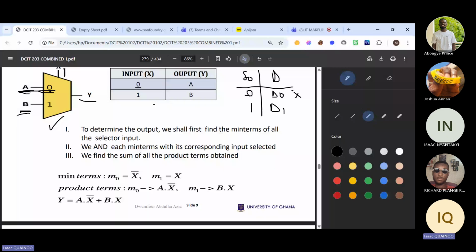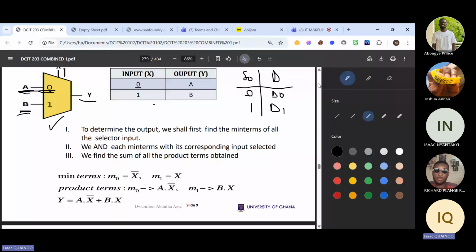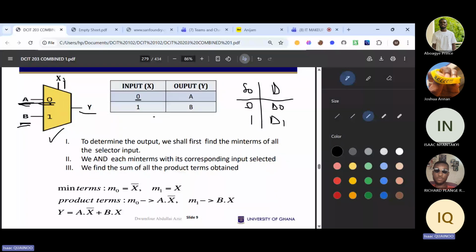Let me write that properly. Our selector in this block diagram is X. If our selector is 0, that corresponds to X prime, and if our selector is 1, that corresponds to X. The corresponding output is: when our selector is 0, data line 0 is selected, which is A. If our selector is 1, data line 1 will be selected, which corresponds to B.